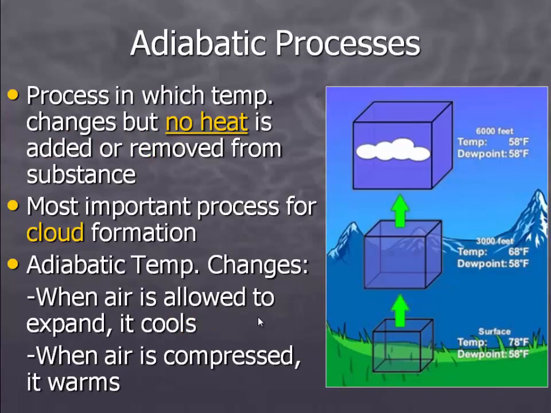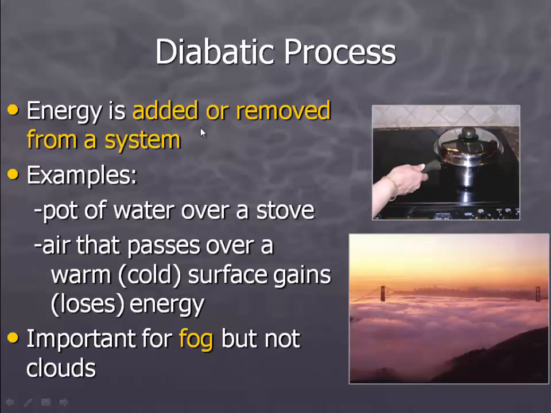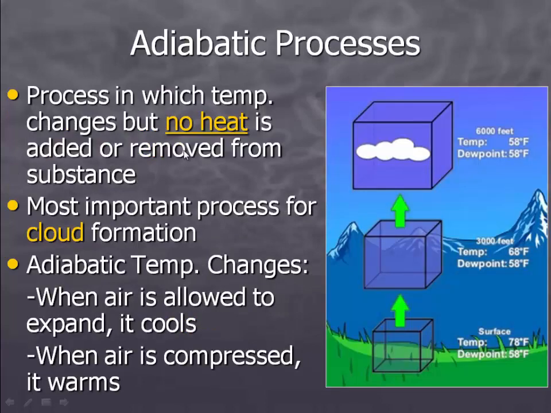That process is an adiabatic process, and an adiabatic is just the opposite of a diabatic. An adiabatic process is a process in which no heat is added or removed from the system. So in a diabatic process, we were adding or removing heat. In an adiabatic process, we are not adding any heat. Now this confuses students a little bit because they think that the temperature can therefore not change, and that is not true.